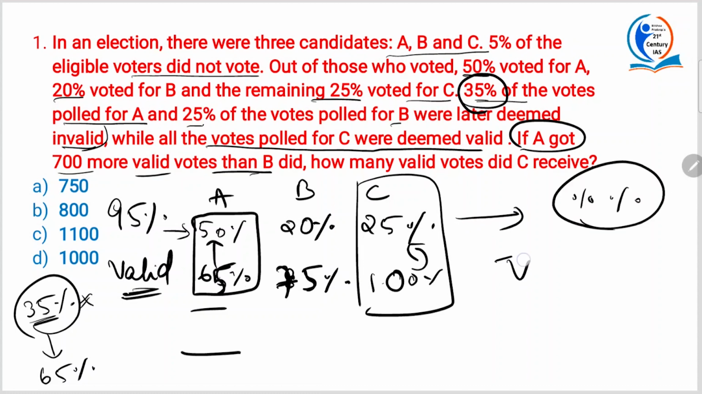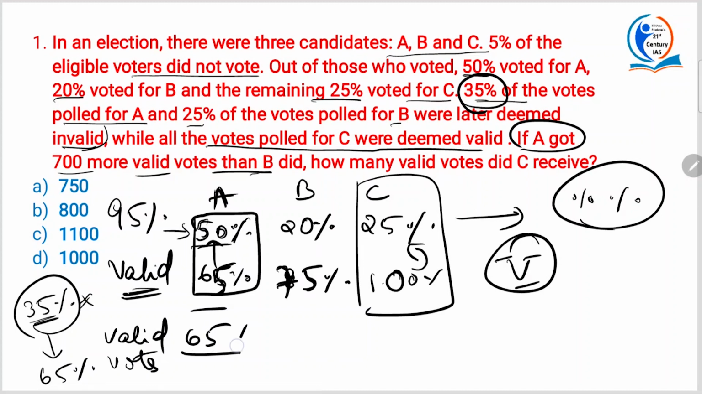Let us represent the total votes as V. Now this is, as I told you, a concept of percentages of percentage. Now 65% of the votes cast for A. What is the percentage of votes actually cast for A? That is 50%, right? So A's valid votes is 65% of 50% of the total votes cast.